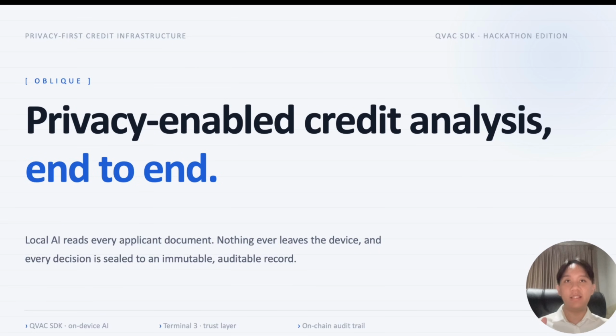Have you ever done credit analysis but hit a wall on compliance because client data gets shown to an outside LLM provider? Well, meet Oblique, a privacy-enabled credit analysis where a local AI reads every applicant document and produces the analysis report without the data ever leaving your device.